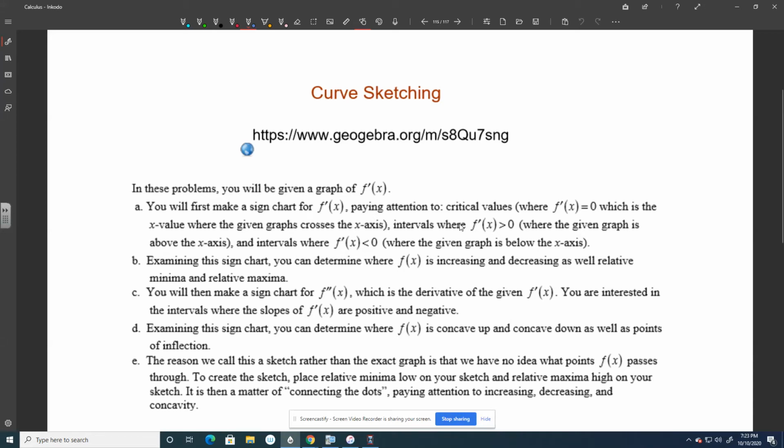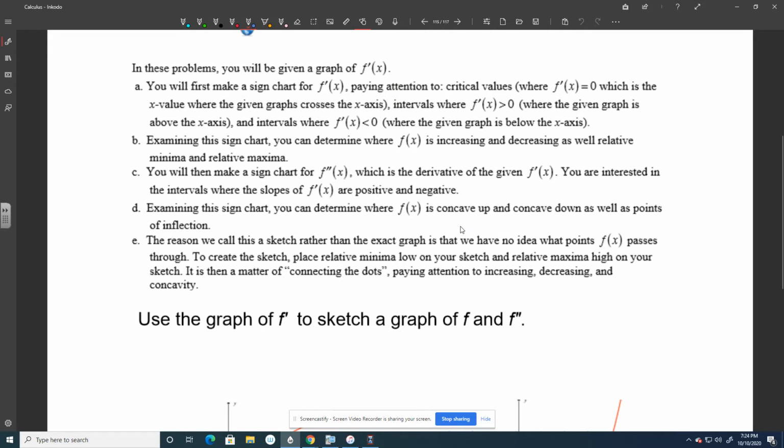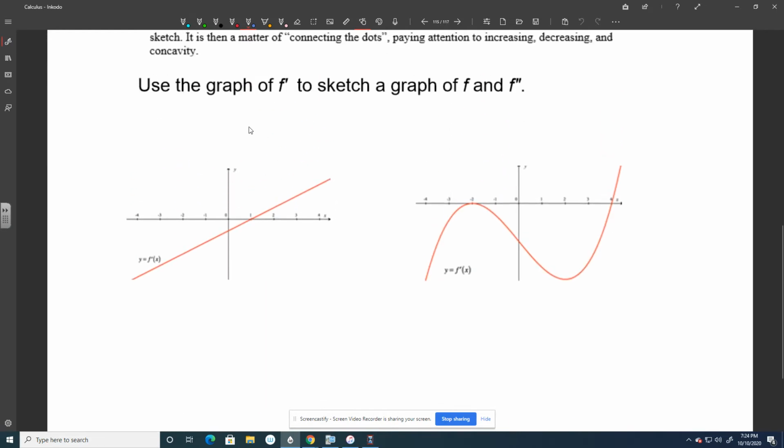All right, guys, so 3.6, we're talking about curve sketching. And the reason why we use the term sketching is obviously these aren't going to be exact graphs. Basically, what we're going to be given is a graph of a derivative. So we're going to be given, for example, down here, this is the derivative graph of f. So this is the graph of f prime. It's not the graph of f, it's f prime.